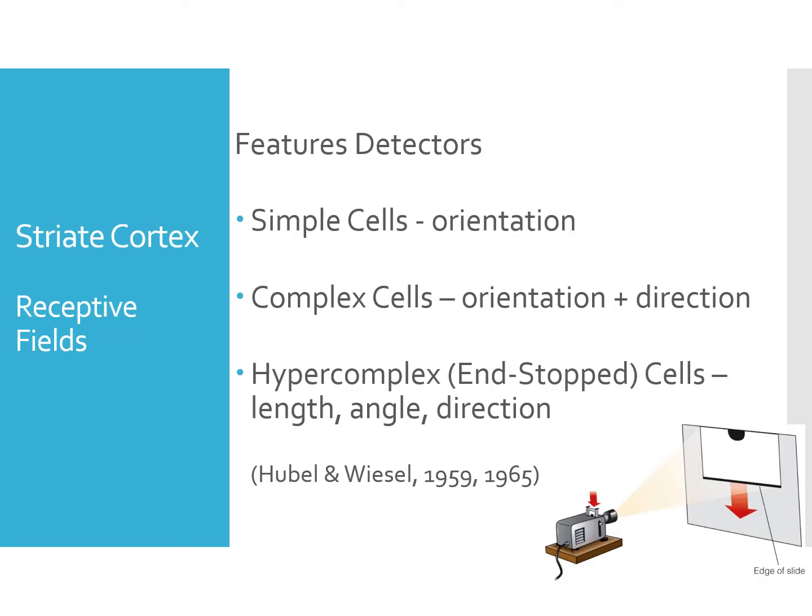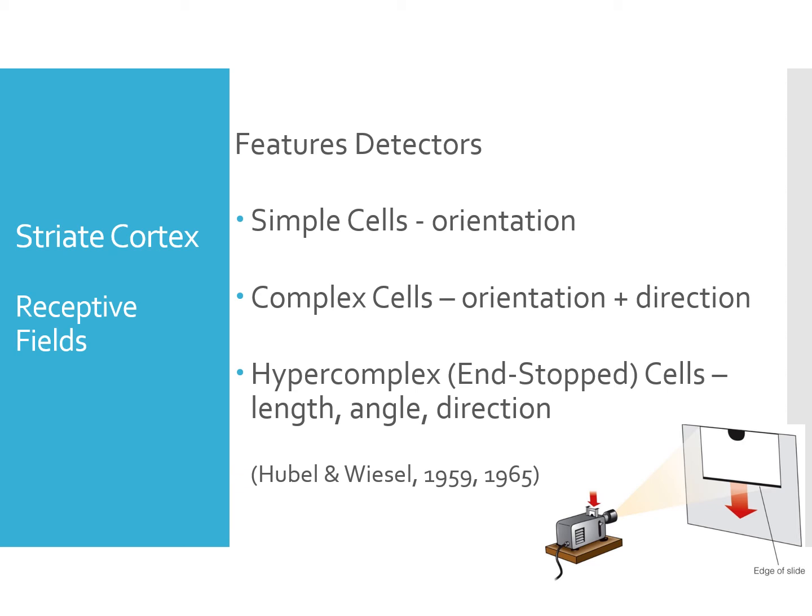So I'm going to start by talking about those receptive fields. So what the neurons are responding to in the striate cortex. And I'm just going to talk about the feature detectors. There are different neurons responding to different things, as we're going to talk about color blobs in a moment. But our feature detectors are responding to features in the environment.